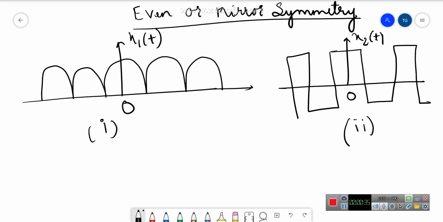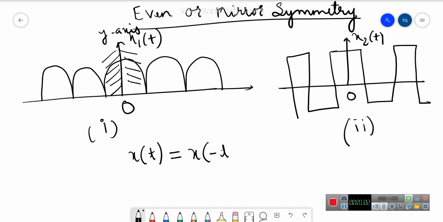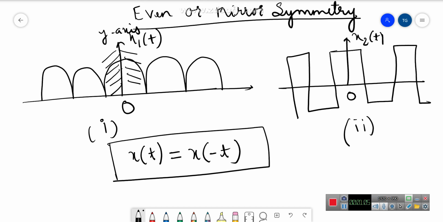Here we can observe from these two waveforms that the y-axis acts as a mirror. Whatever we have on this side of the y-axis is just the exact replica of what we have on the other side of the y-axis. So an even function can be expressed as x of t is equal to x of minus t. So x of minus t means this side, which is exactly equal to this side. That's why we can write it down like this.